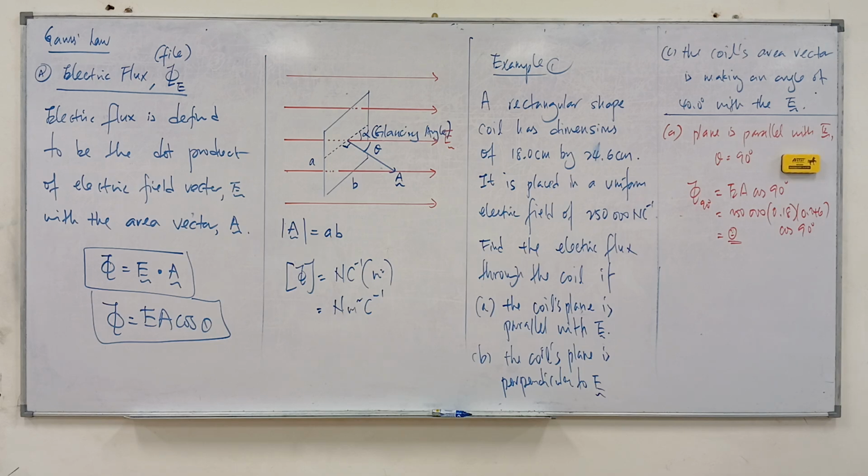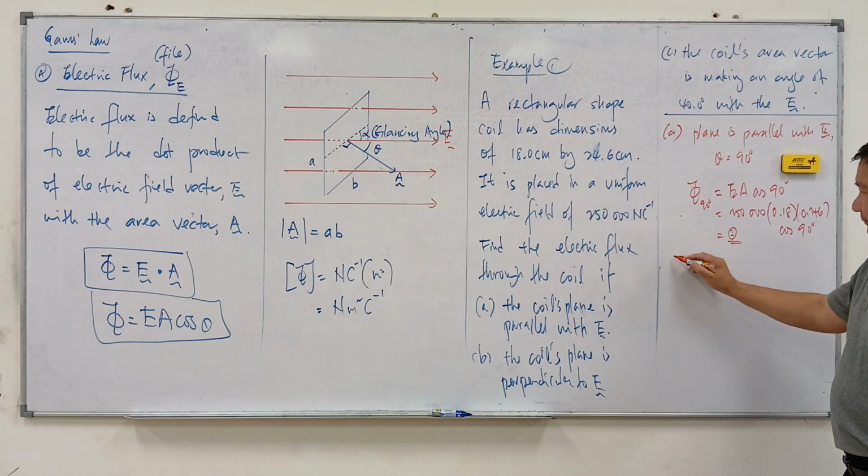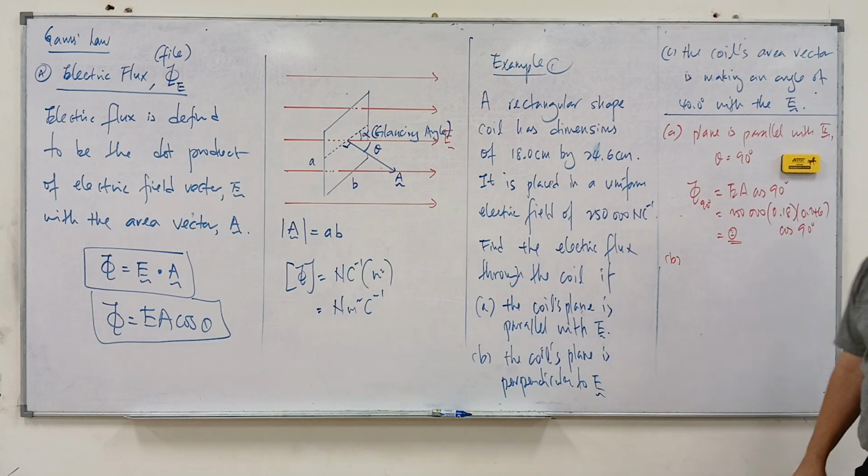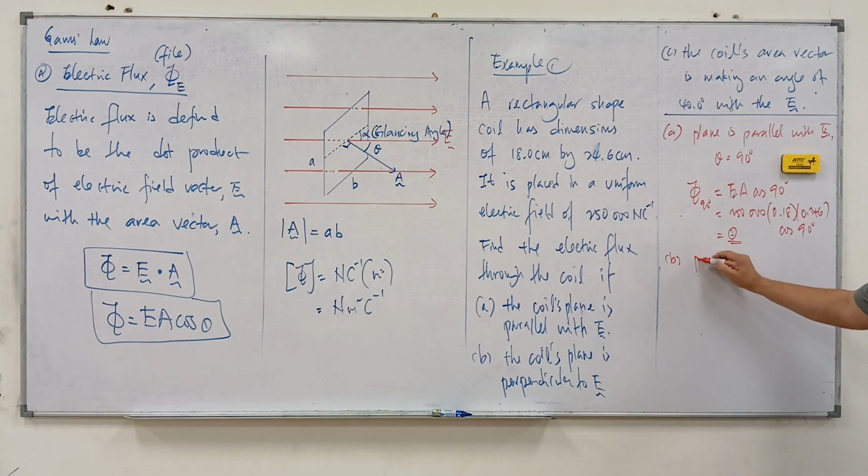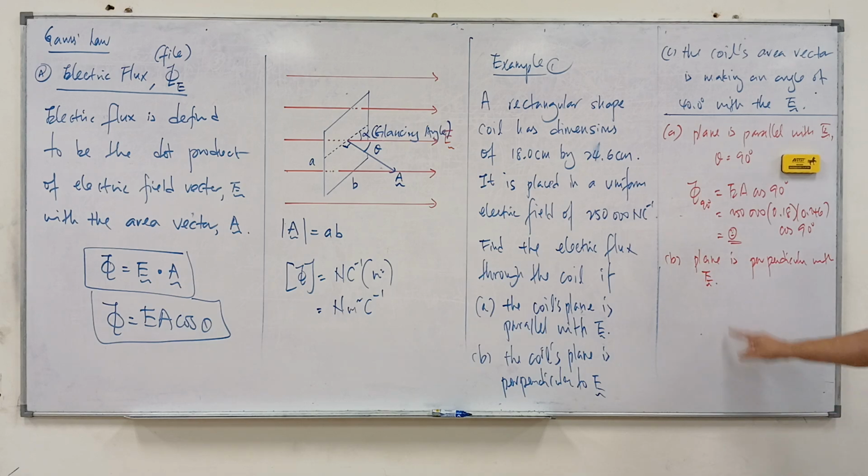Cos 90. Okay, next one. Perpendicular. Theta is what? 0, right? Why would it be 90 anymore? 0. Cos 0 is equal to 1. So the plane is perpendicular with E. You see now, I'm still using the vector sign, right? Because I'm comparing direction. And then the theta will be 0 degrees.